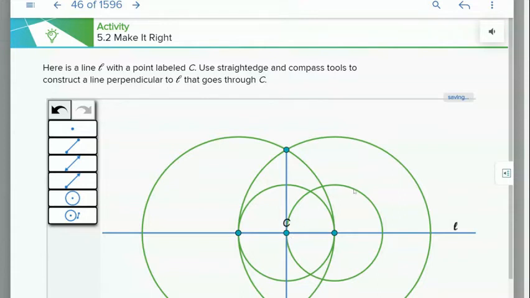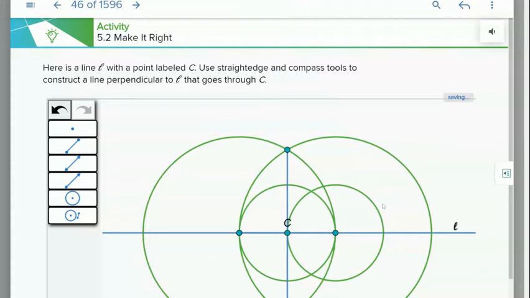So just to let you know, this circle right here, I don't know if you see my cursor, I didn't need to do that. That was just me fumbling around until I realized where I could place the compass circles to get my two points of intersection that would actually create the perpendicular line that cuts through point C.